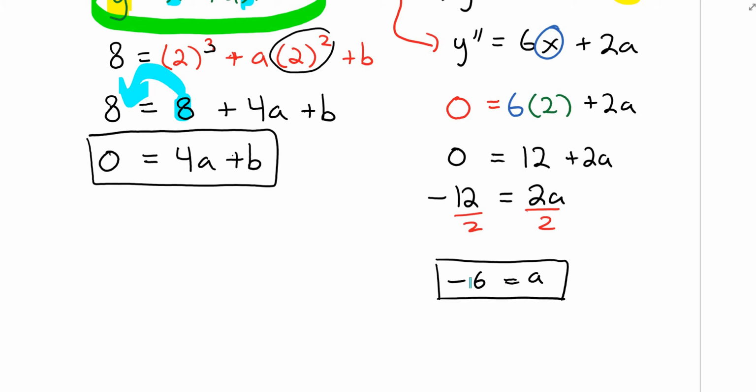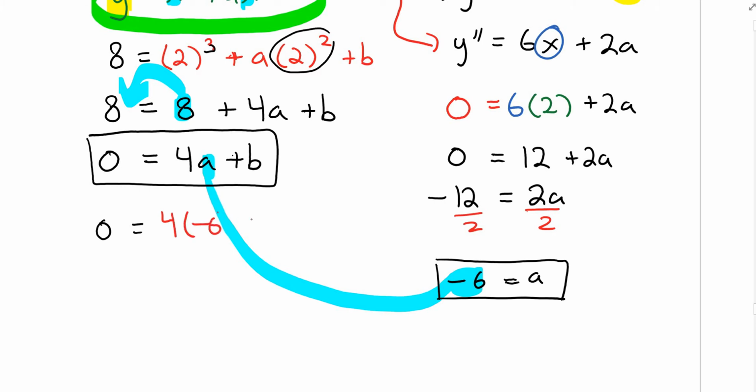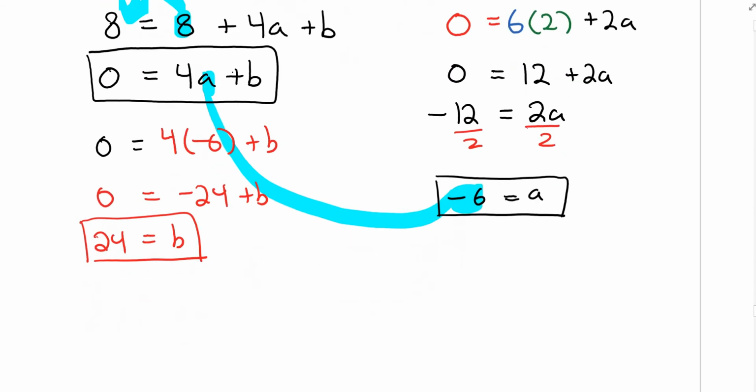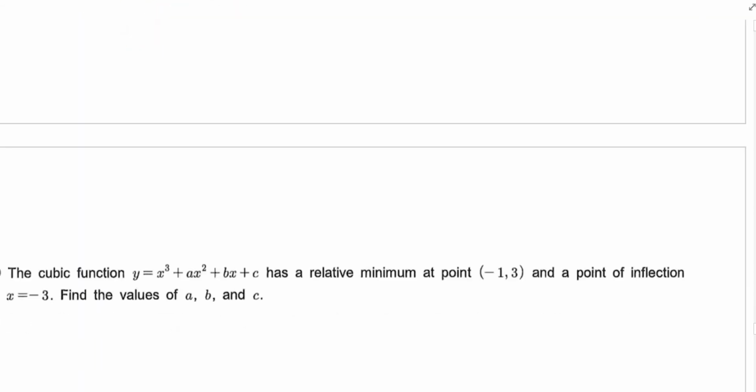Now that we found the value of a being negative 6, I can take my negative 6 and plug that back into this equation. And if I do that, I would get 0 equals 4 times negative 6 plus b. This would be negative 24 plus b equals 0, and 24 would equal b. So those are my values for a and b for that particular problem. Okay, let's move on to the next extension question here.